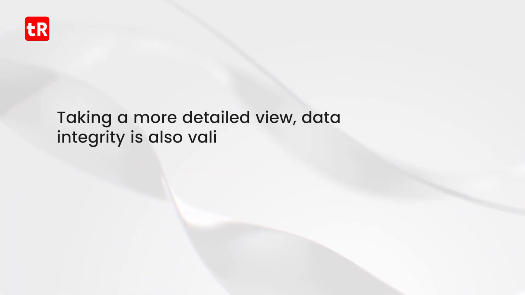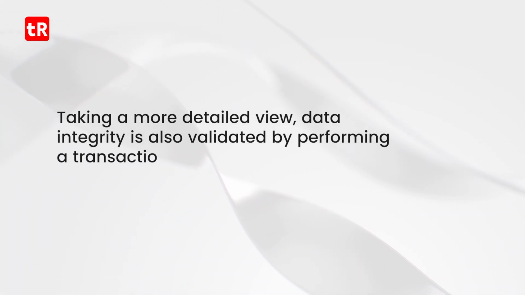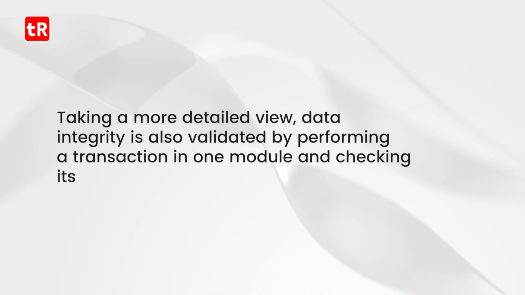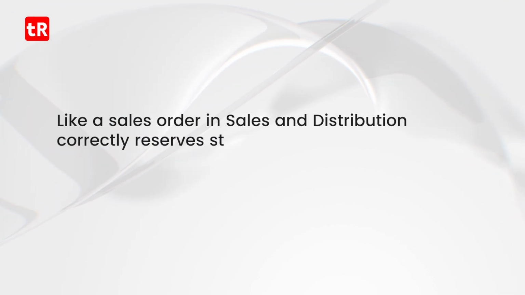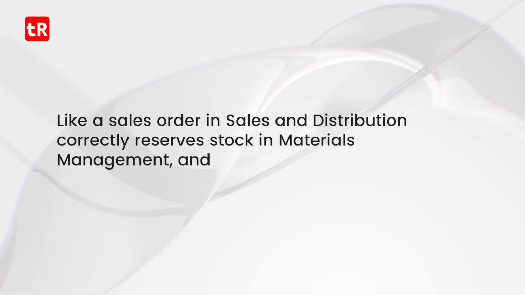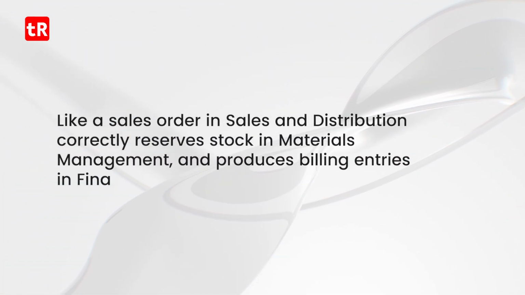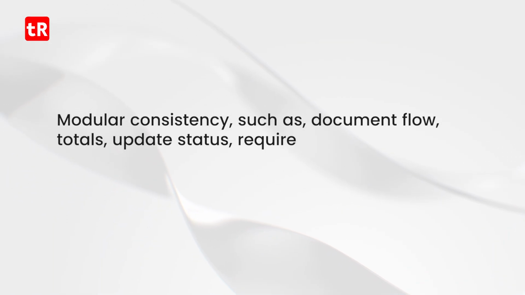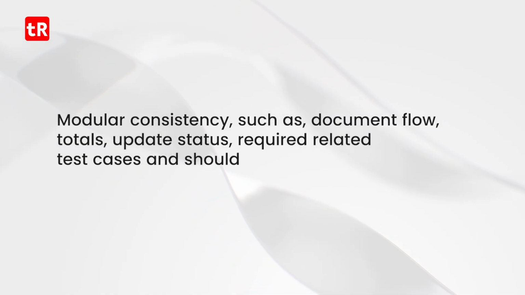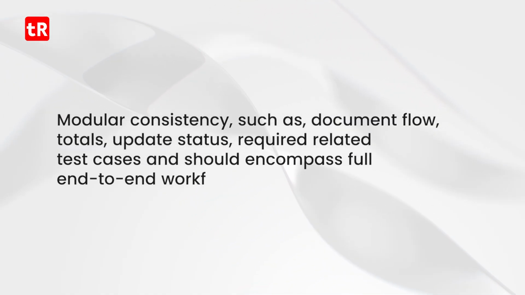Taking a more detailed view, data integrity is also validated by performing a transaction in one module and checking its reflection in the other. Like a sales order in sales and distribution correctly reserves stock in materials management and produces billing entries in finance accounting. Modular consistency such as document flow, totals, and update status requires related test cases and should encompass full end-to-end workflows.